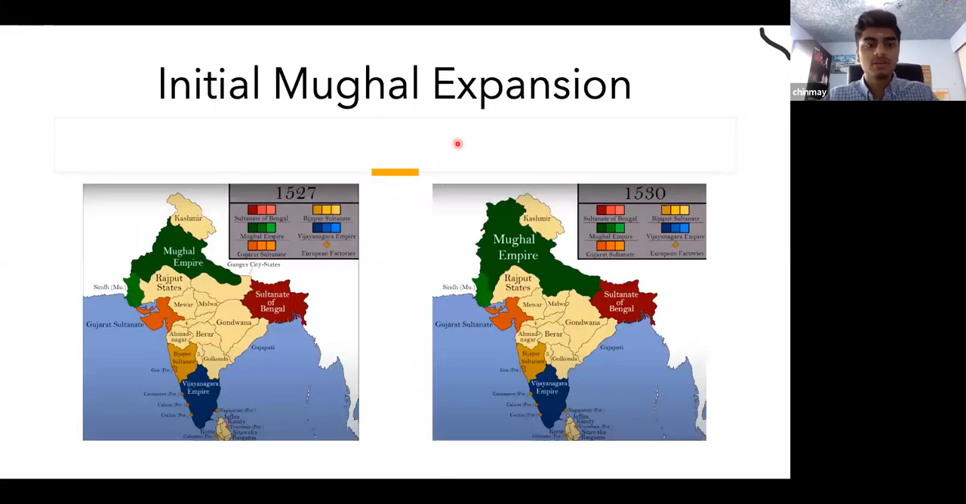So this was the initial Mughal expansion brought upon. This is following the end of the Delhi Sultanate and how they expanded. They expanded up towards Kashmir and all the way to Bengal. And you can see how the Rajput states and Mewar are still independent, although they've been weakened by this series of Mughal expansions. So you can see in 3 years, Babur expanded his empire a lot.